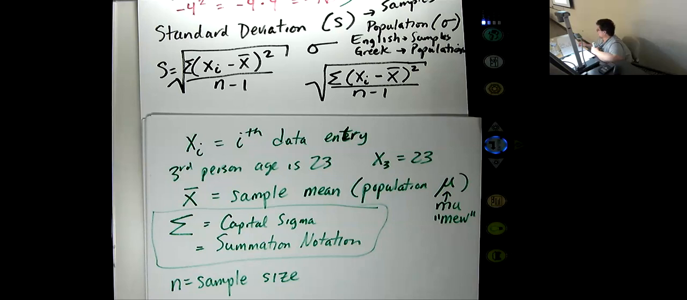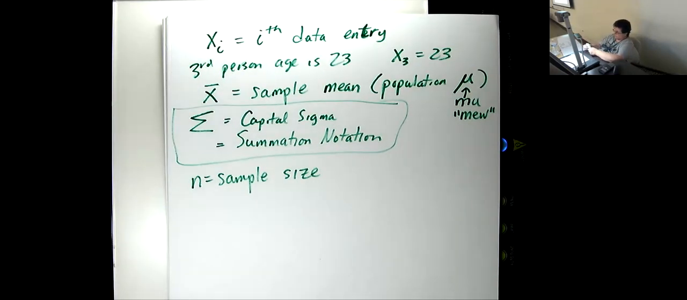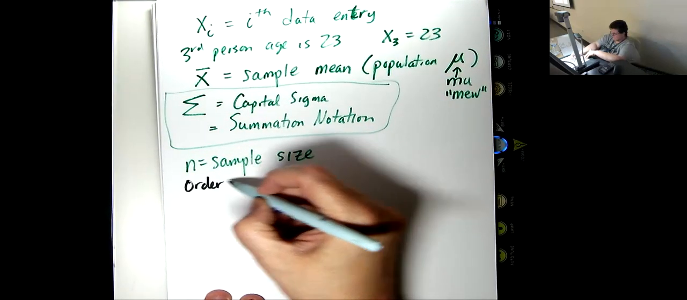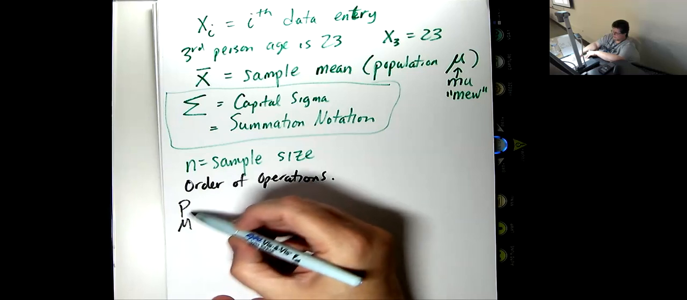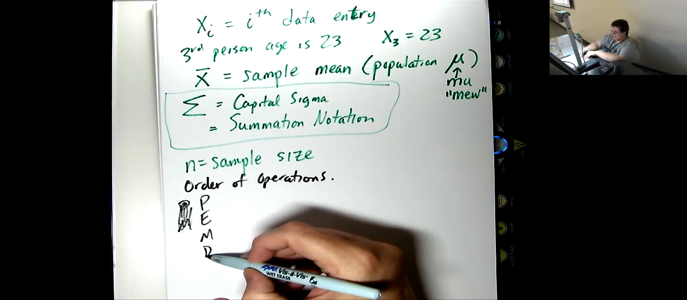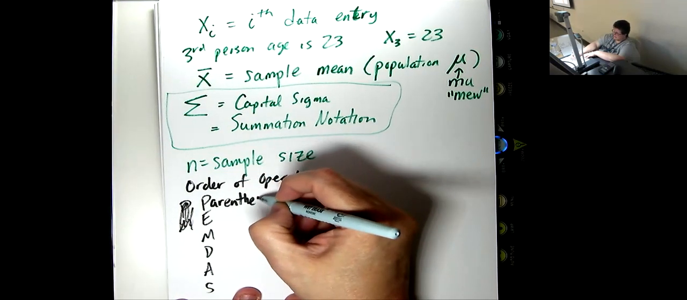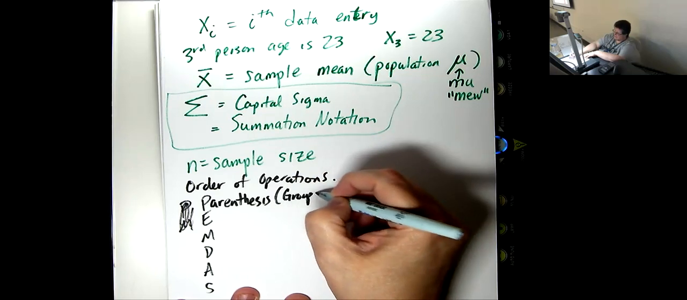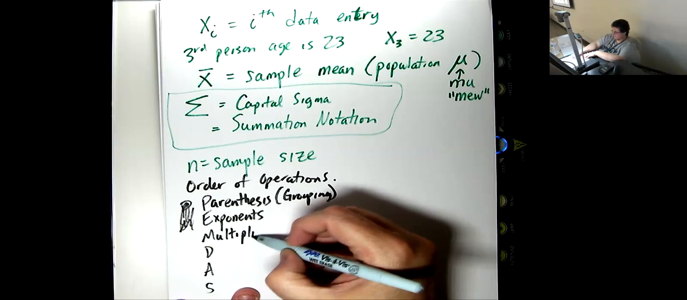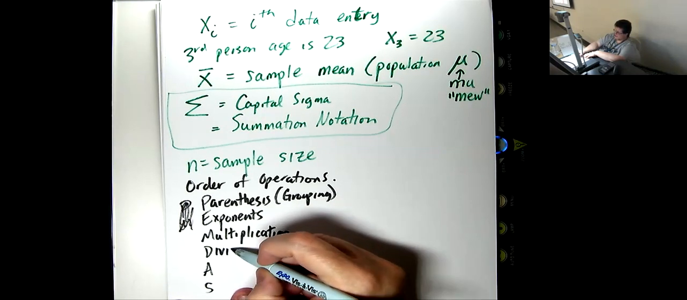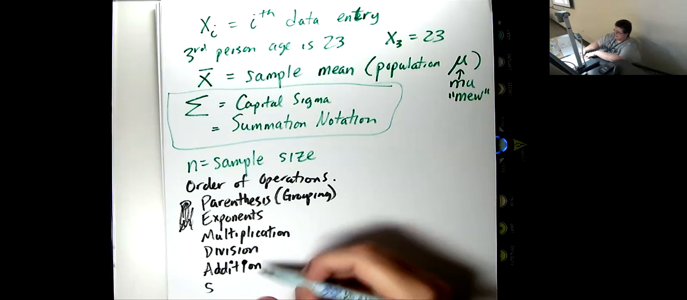Now, there are a lot of steps and operations here, and I don't think we've talked about order of operations. So I want to talk about order of operations real quick. It goes by PEMDAS. P stands for parentheses and other grouping things like brackets. E is for exponents. M is for multiplication. D is for division. A is for addition. And S is for subtraction.